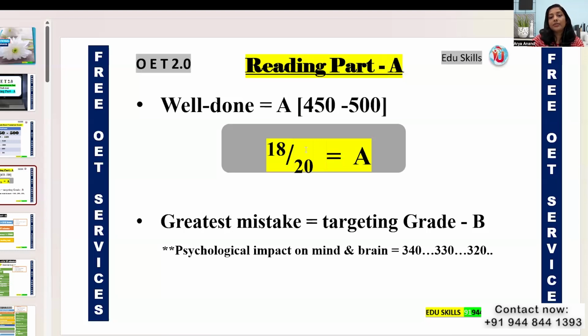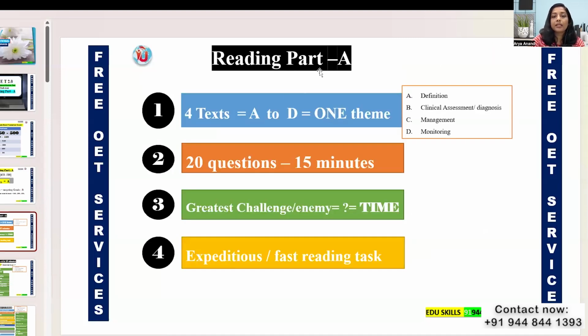In reading part A, we have 20 questions. At least you need to score 18 marks in your reading part A to get A grade. And our greatest mistake is we are targeting grade B. That means 350 score. So we will end up with 340, 330, 320. So always keep 450 to 500 in your mind.